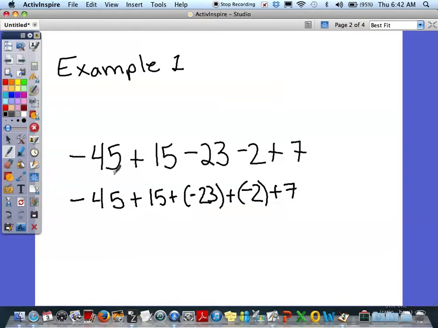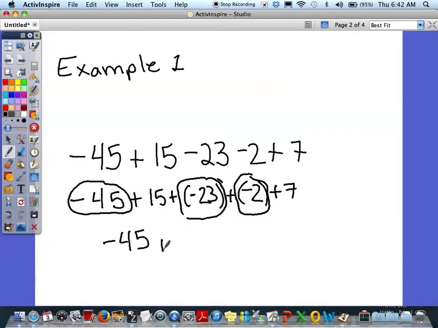Okay, so I first identify all the negative values. Here's all my negative values. I've got negative 45 plus a negative 23, plus a negative 2. And I just add all those up because they're all the same sign: keep and add. That's why I like to associate the same signs together. Same sign, keep and add.